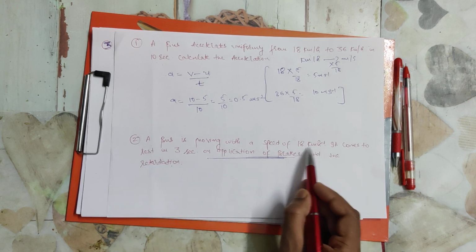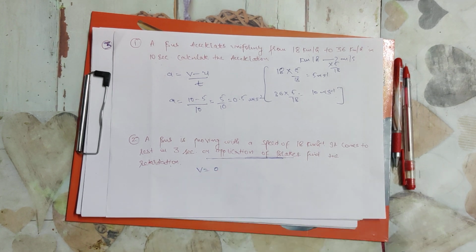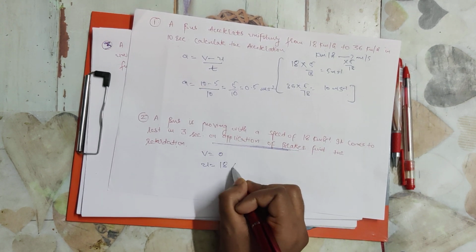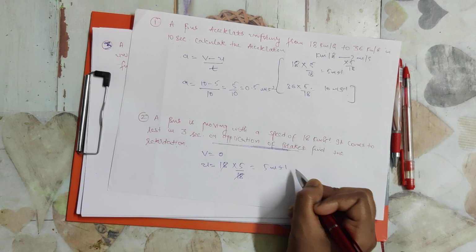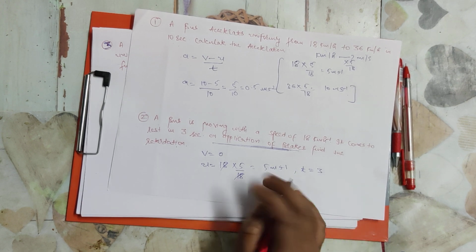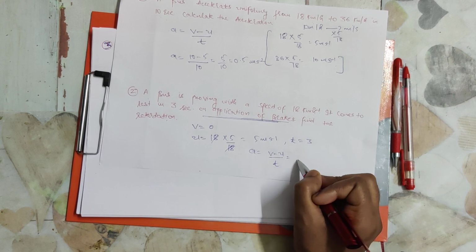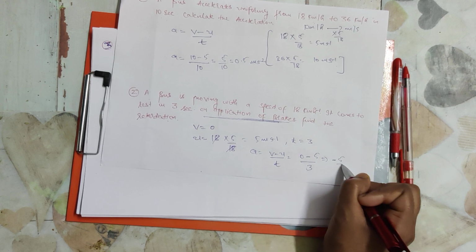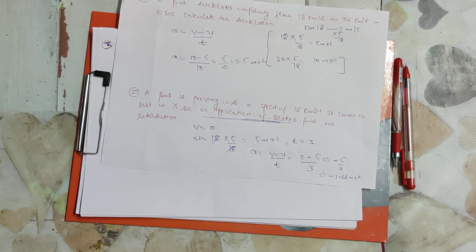A bus is moving with a speed, and it comes to rest. If a body comes to rest, that means it is not moving, so its final velocity would be 0. If the body is at rest, its velocity is 0. And initial is given as 18 km per hour. We will multiply by 5 by 18, so it would be 5 meter per second, and time is given to us as 3 seconds. So acceleration would be v minus u. Every time you write the formula: 0 minus 5 divided by 3, and it would be minus 5 by 3, and you can say that minus 1.66 meter per second square.